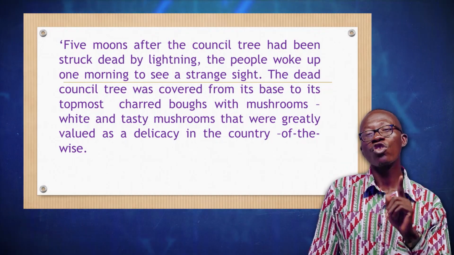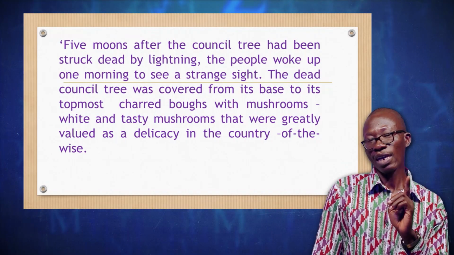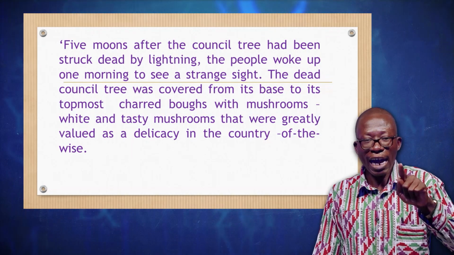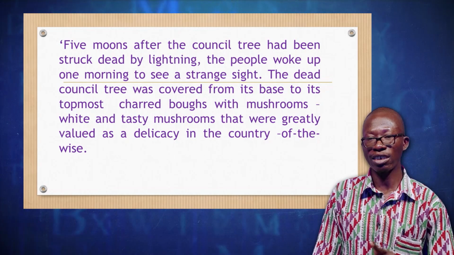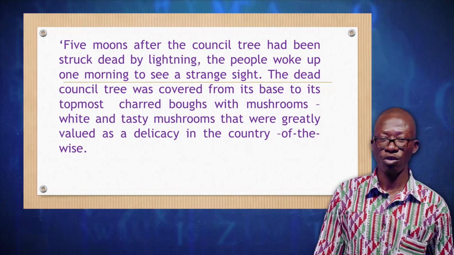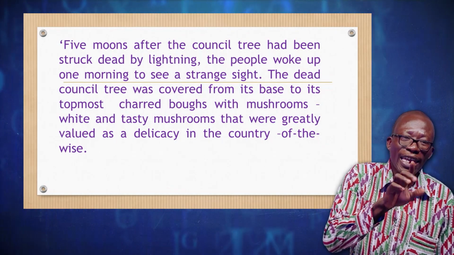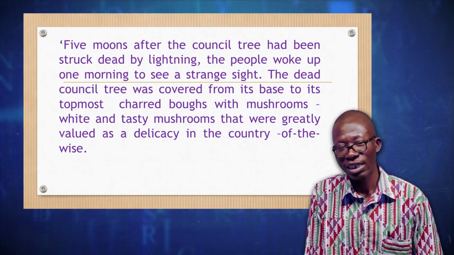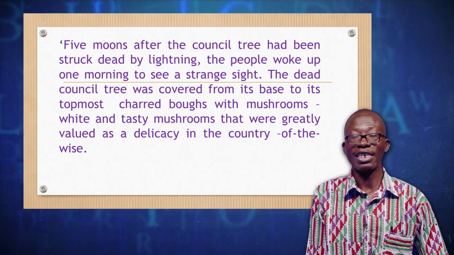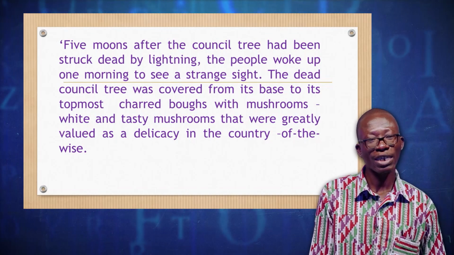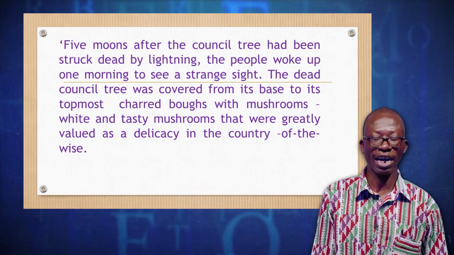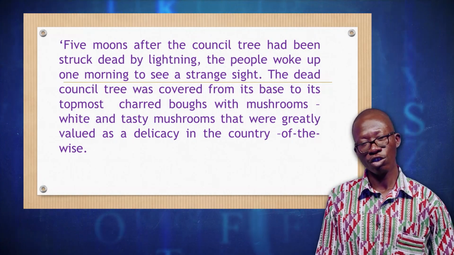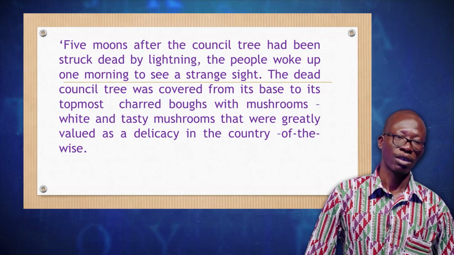We realize that we do not have a subordinator, as we learned in our previous lesson, linking that clause, five moons after the council tree had been struck dead by lightning, to the people woke up one morning to see a strange sight. There's a reason. We will get there as we discuss further that relationship between clauses. Now let's go to the next sentence.